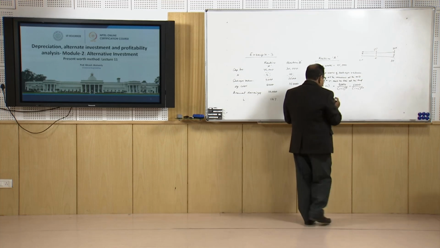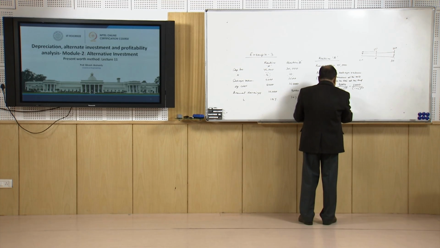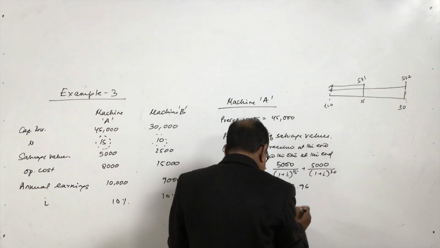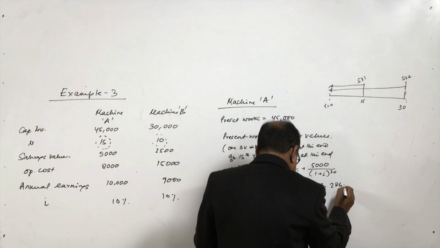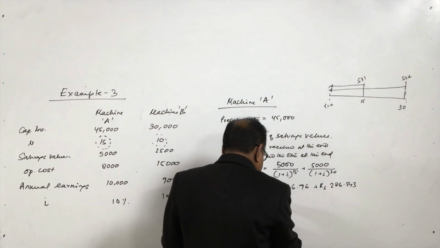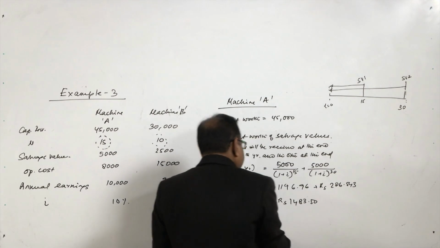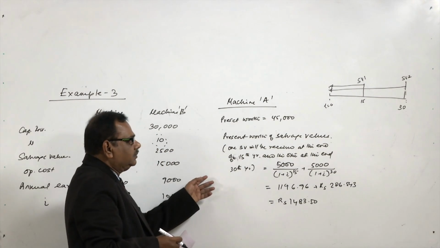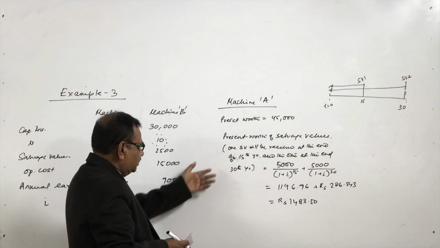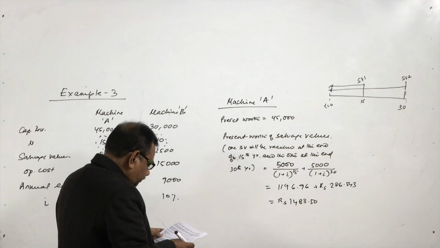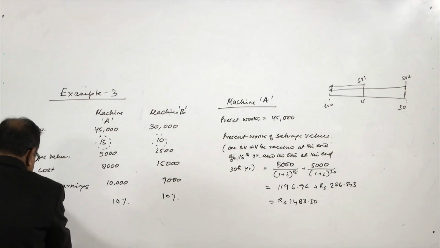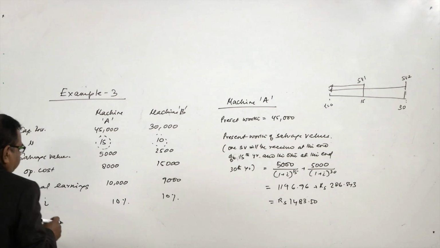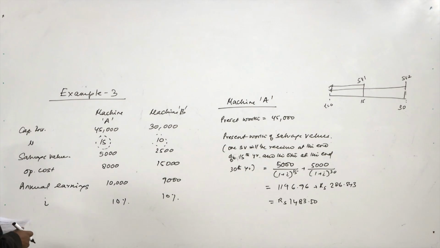Now, this comes out to be rupees 1196.96 and this is rupees 286.543. Total comes out to be rupees 1483.50. I should remember that this is earning. This is earning, and now the present worth of earning. See, this annual earning is 10,000. I have to find out the present worth of this.